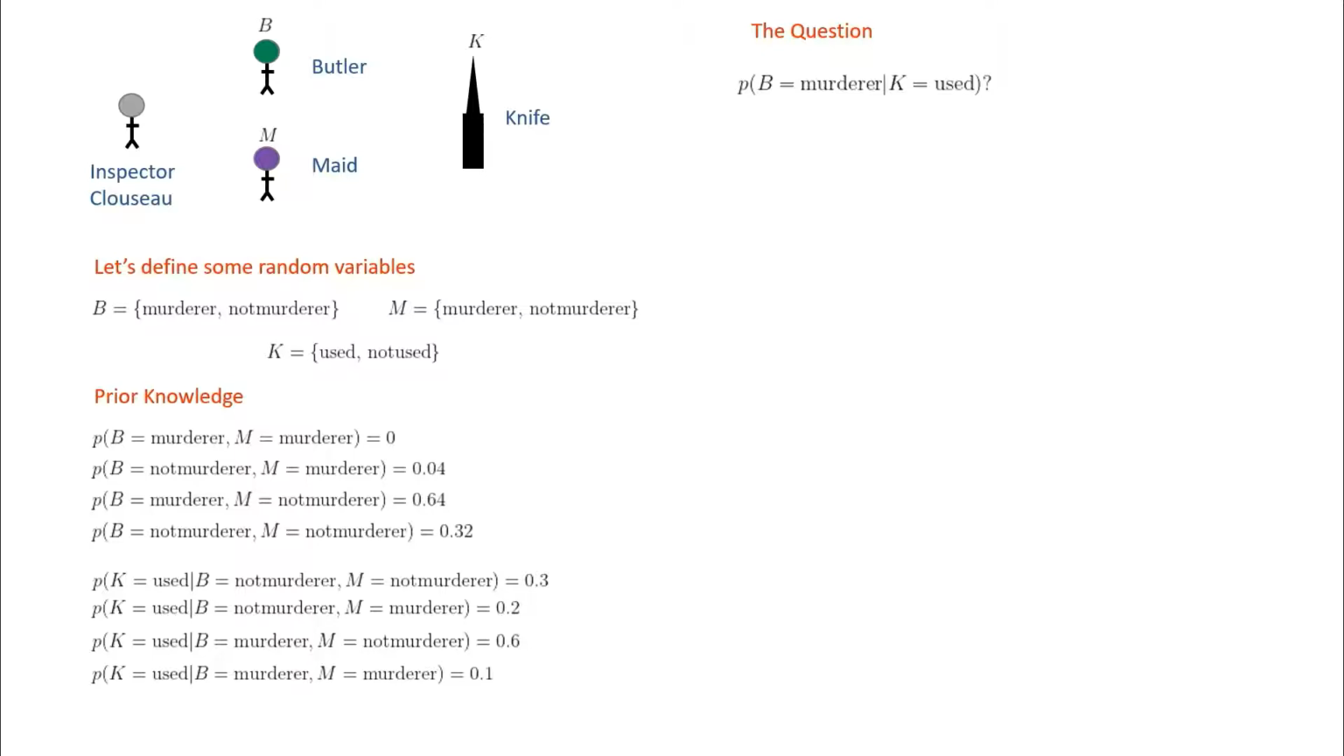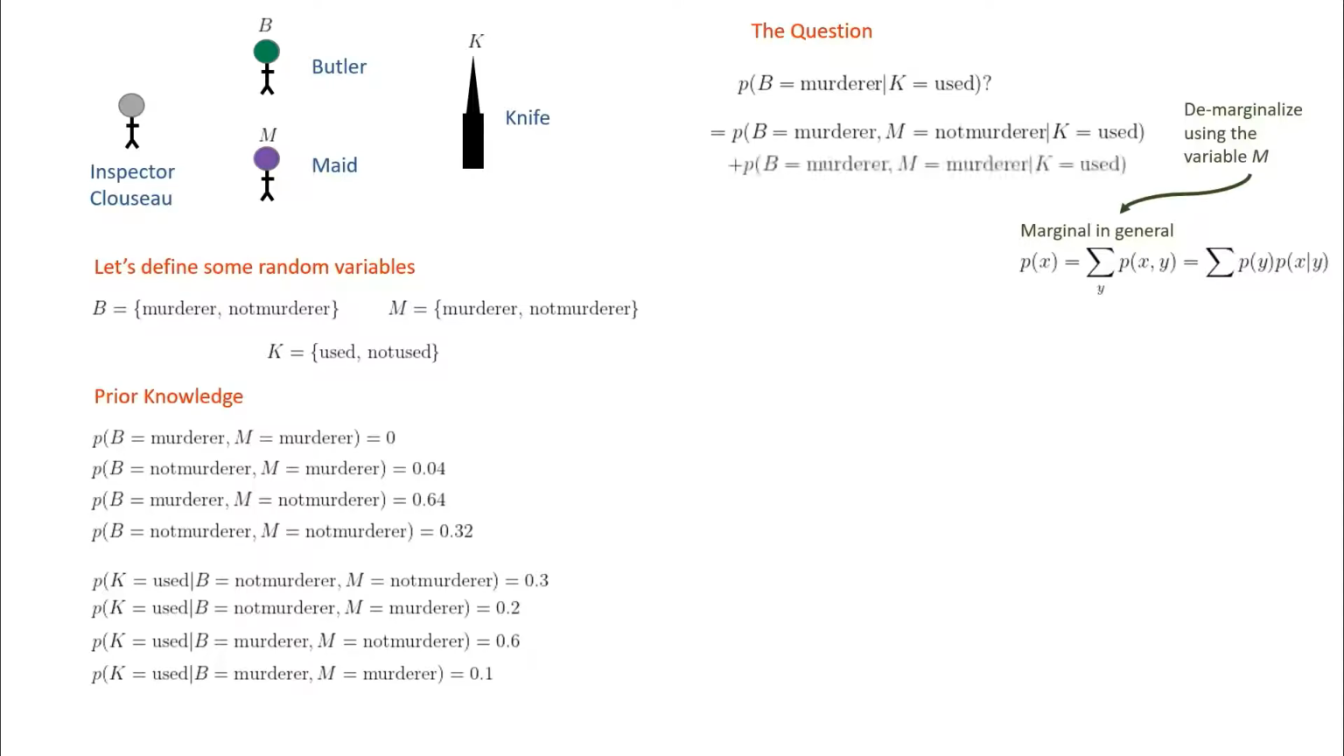Okay, let's try tackling this. The first thing we can do is demarginalize the first variable, B, using the variable M. As a quick reminder of what I mean by demarginalize, if we have a single variable, probability of x, we can write it as a summation of joint probabilities with respect to another variable, y in this case, which iterates over all instances it can take. So why don't we do the same thing but with M?